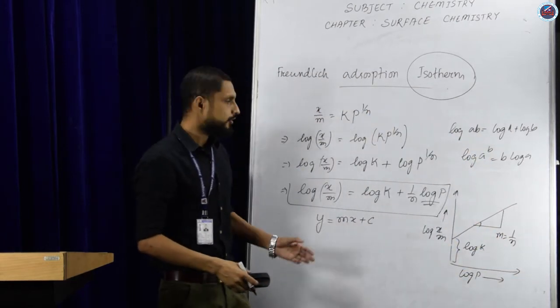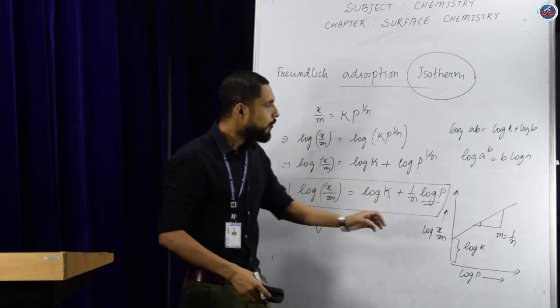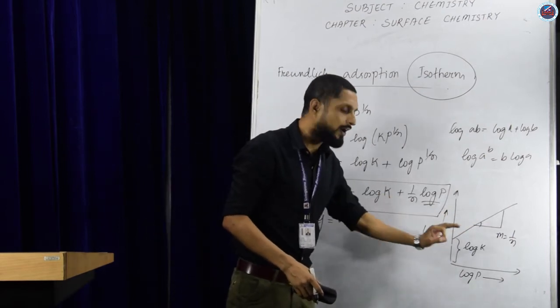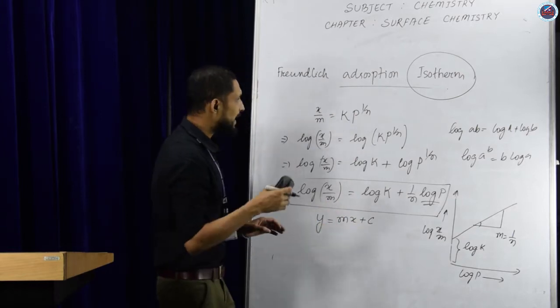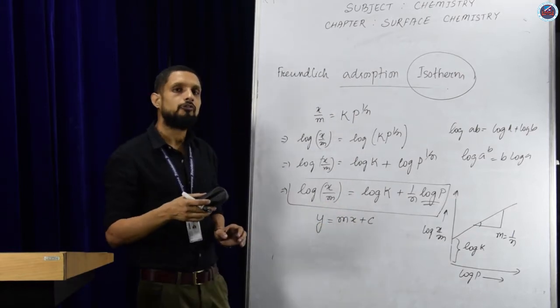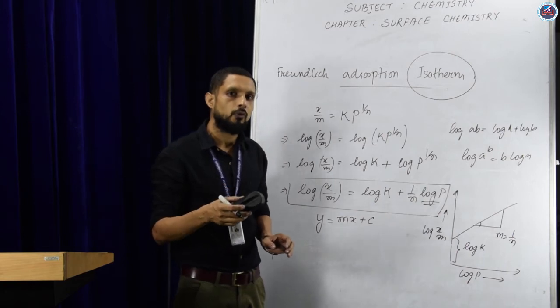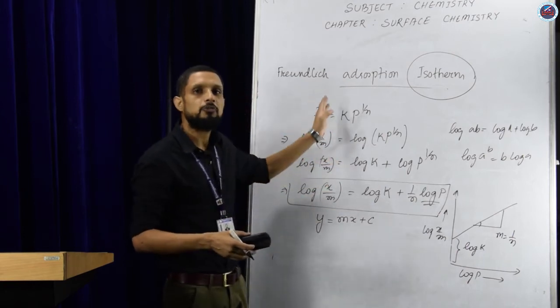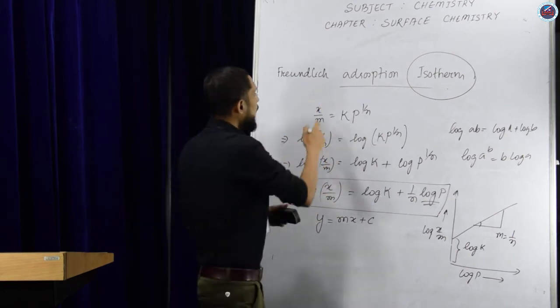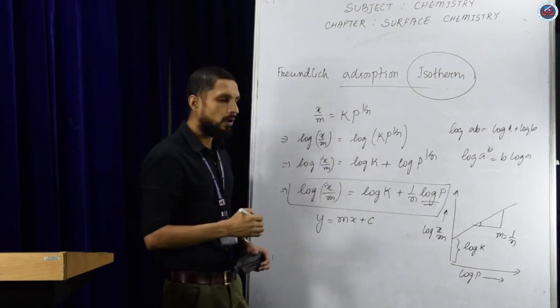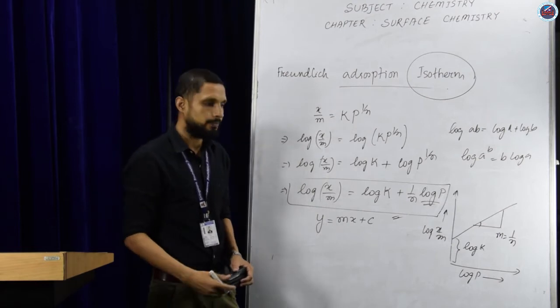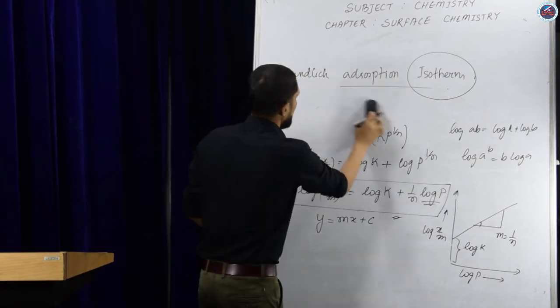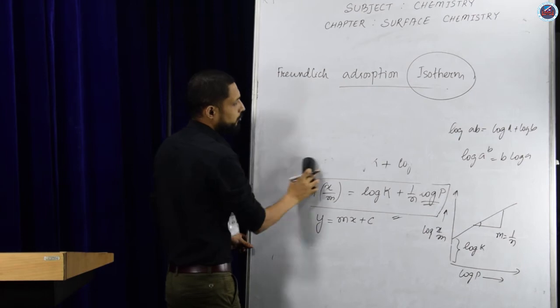So you might be asked, you'll be given this equation, you'll be asked, what is the slope of the equation, or what is the intercept? So you need to know this equation also. So in exam, if you're asked, write down the Freundlich adsorption isotherm equation, you need to write both the equations. You write x by m equal to k P to the power 1 by n, and then you derive the equation and you write this equation also. So this is your Freundlich adsorption isotherm.